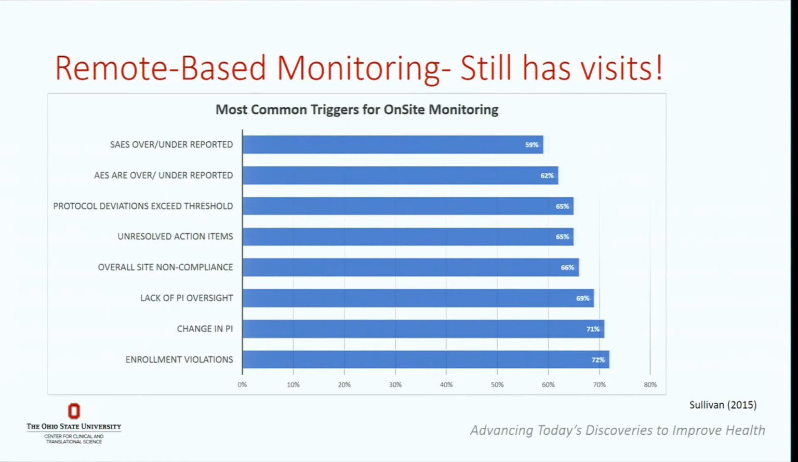Because we get a little complacent sometimes thinking we know everything. That's usually a red flag to me. Unresolved action items, protocol deviations that are exceeding the threshold. You need to set thresholds for your deviations and know what those are. Underreported AEs and SAEs.